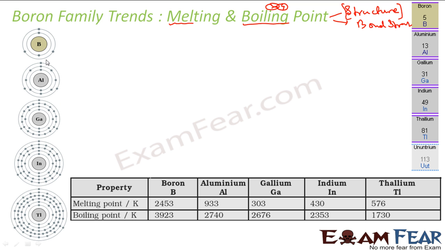For bond strength, we will consider the atomic size only. The moment you go down the group, the size of the atom increases, right? The size increases, so the bond is not that strong. The smaller size atoms make a stronger bond. So I'll say size is inversely proportional to bond strength.